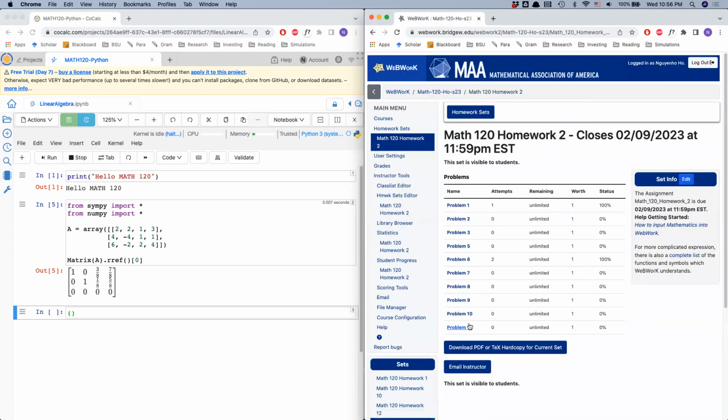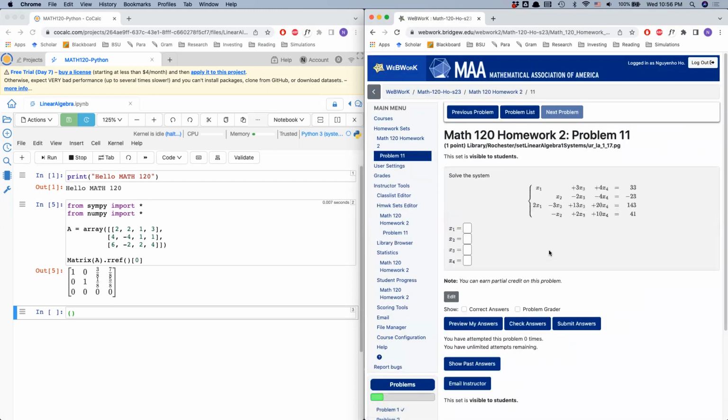All right, so problem 11, the last problem, very similar to what we have done in this video and also in class. So turn this into an augmented matrix, input that into the code, and let the code run and give you the solutions. All right.